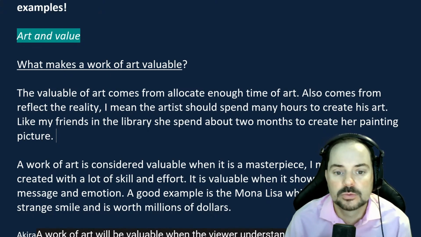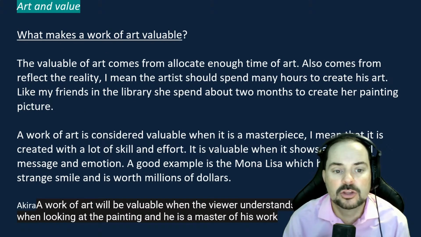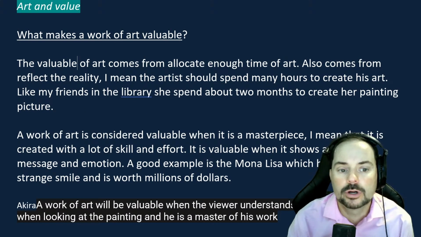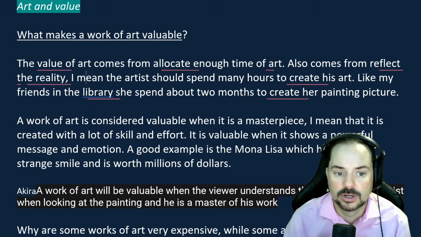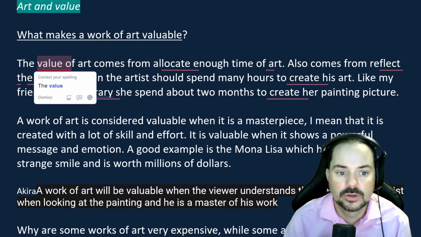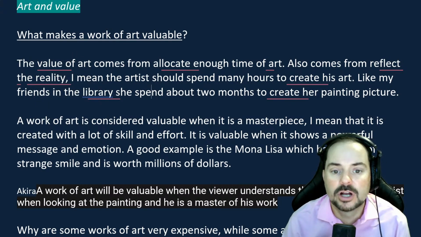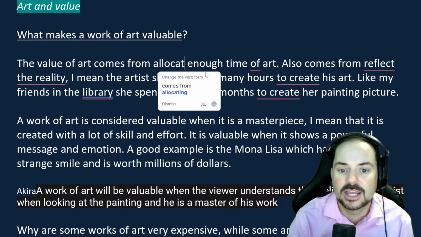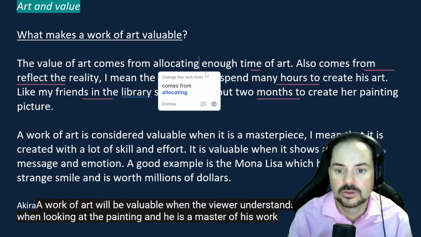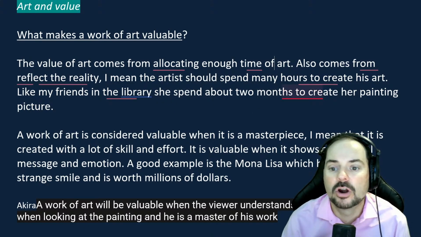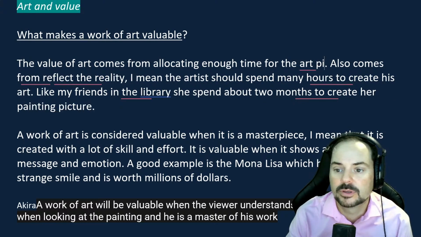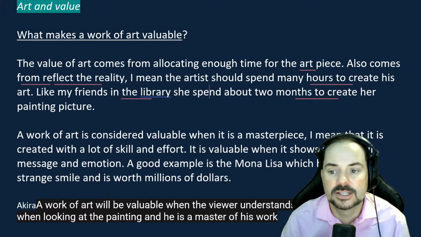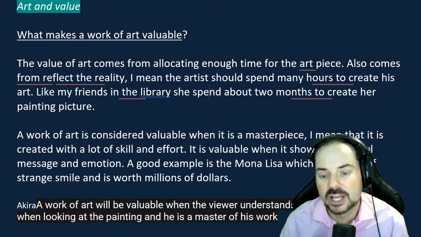So the question is, what makes a work of art valuable? You said the valuable of art comes from. The correct word form here is the value of art, not valuable of art. Yeah, the noun. Okay, so the value of art comes from not allocate enough time, but here you need the gerund, allocating enough time. Not of art, but for the art piece.